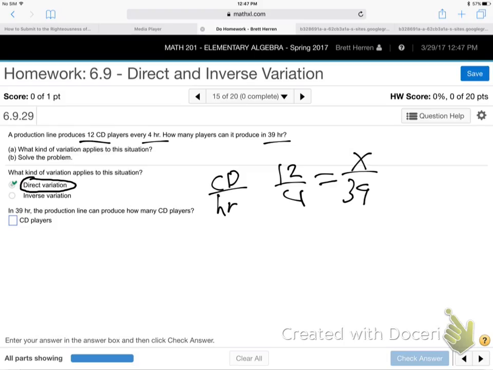Does that make sense? So let's just solve it first. It's just like all the rest. 12 times 39 equals 4 times x. Somebody got that? What's 12 times 39?